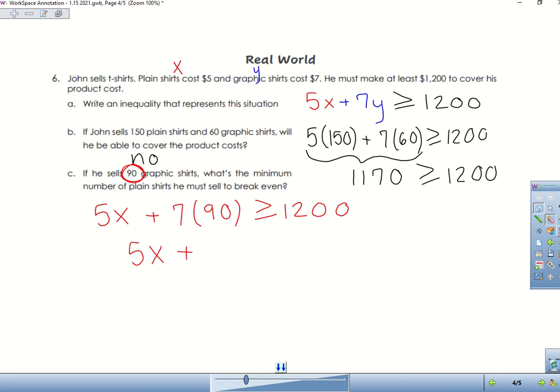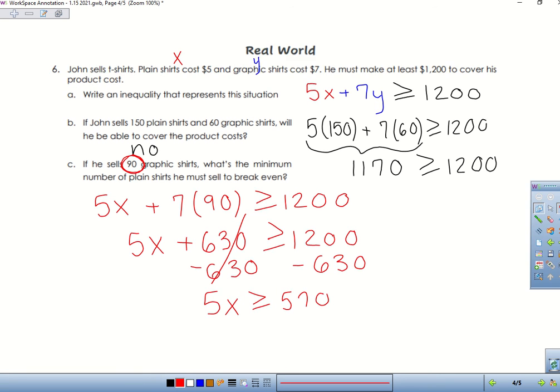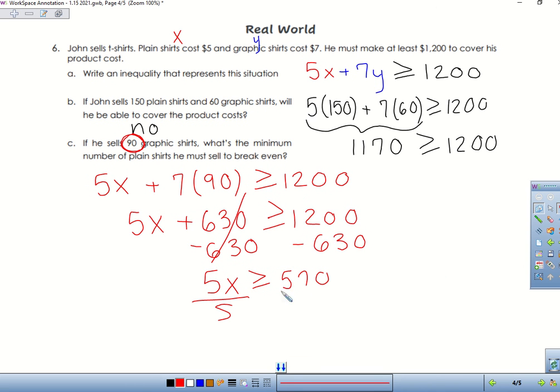That's not right. 630. Yeah, I don't know why I was putting that. There we go. Okay. And then we subtract. That's what I was thinking of, 570. Divide both sides by 5. And that means x must be greater than or equal to 114.